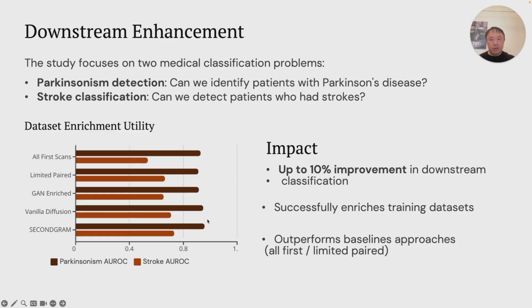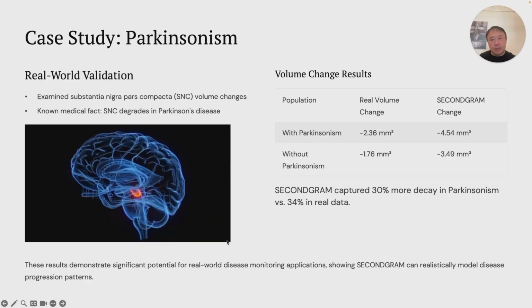So here you can see that when you compare all these different methods, SECONDGRAM is the one in the bottom. You can see there's a significant improvement, up to 10% improvement in the stroke classification. And for Parkinson detection, the performance gain is also present, but much smaller. So that's the downstream application.